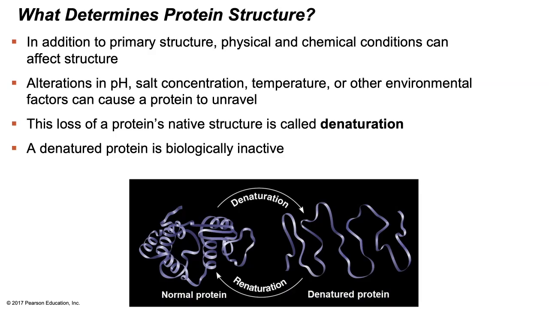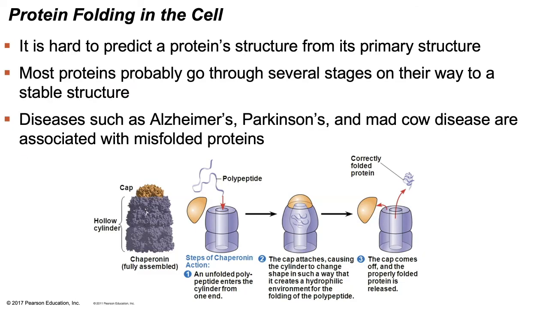The body has many mechanisms for handling denatured proteins. In general, it will either attempt to refold it or it'll mark it to be degraded. One structure that's involved in protein folding in our cells is called chaperonin, and a chaperonin consists of a cylinder and a little cap on top of it.